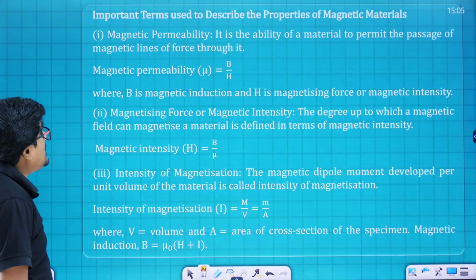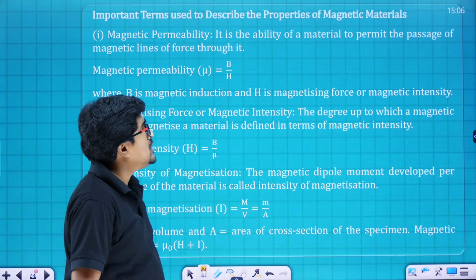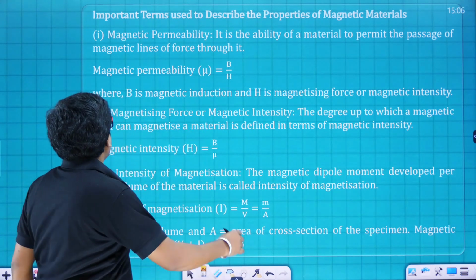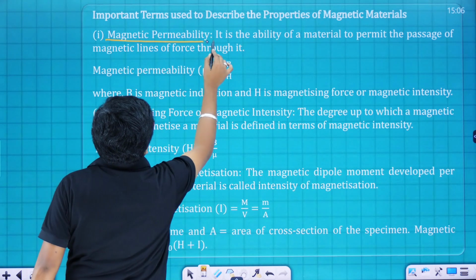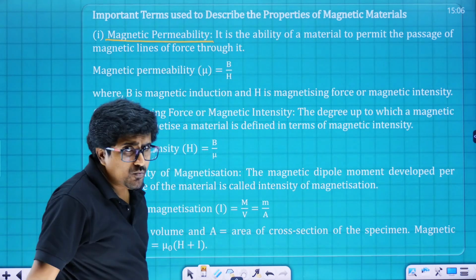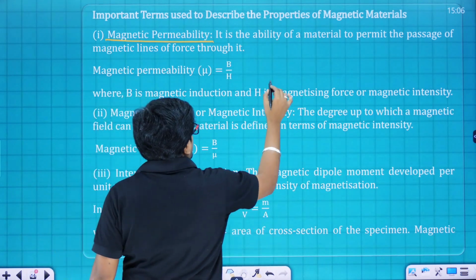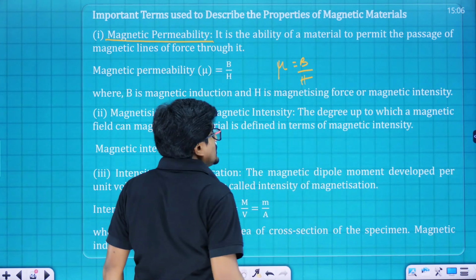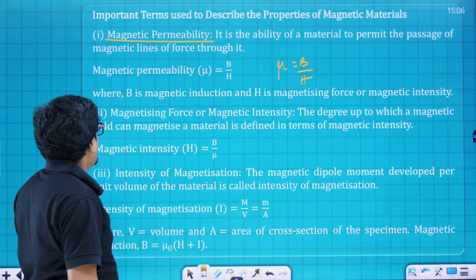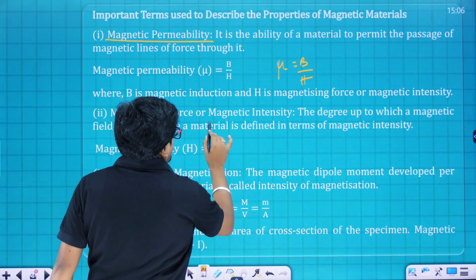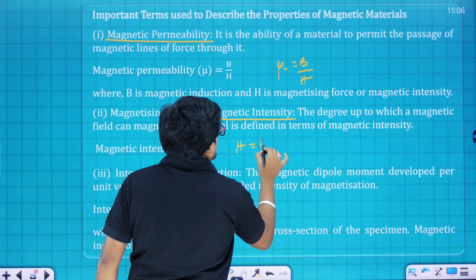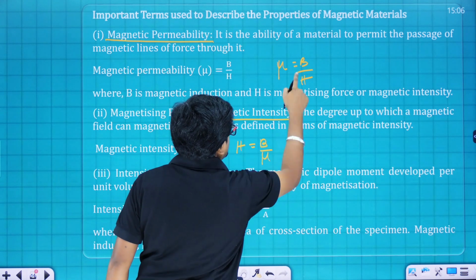Moving to the next, there are some important terms used in describing the magnetic properties of magnetic material. Out of that, the first one is magnetic permeability. Basically, it is mu. So the relation is mu is equal to B by H. Now, what is H? It is magnetic intensity. So capital H is equal to B divided by mu. Basically the same thing.